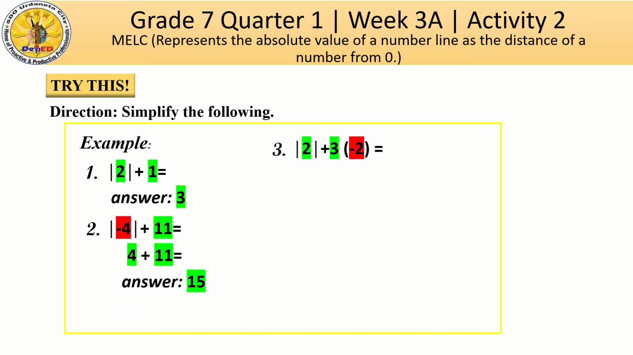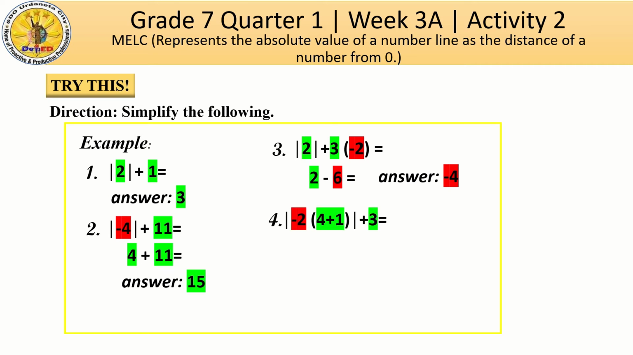Example number 3. The absolute value of 2 plus 3 multiplied by negative 2. So let's find first the absolute value of 2, which is 2 plus 3 times negative 2 is negative 6. So they are unlike signs, we need to subtract. 6 minus 2 is 4. And then the sign of the bigger number is negative. That's why our answer is negative 4.